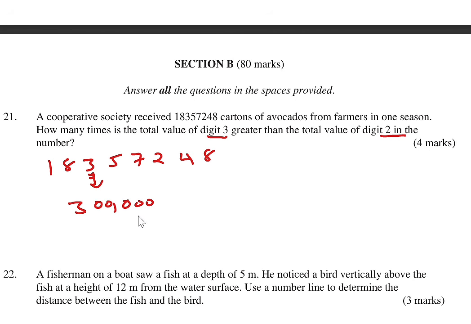300,000. We'll get a mark for that. What about here 2? 2 ndio hii. Drop it. Replace this other with 0. So here 2 itakuwa ni nini? Itakuwa ni 2 na 0 mbili.